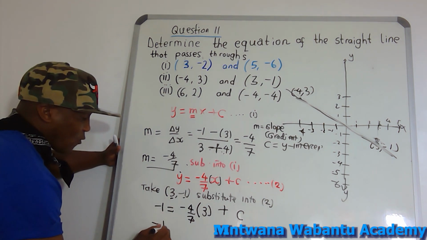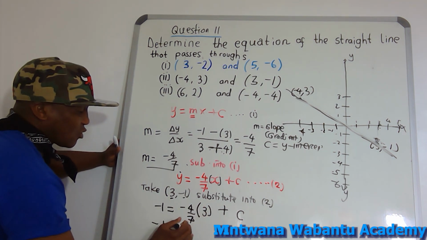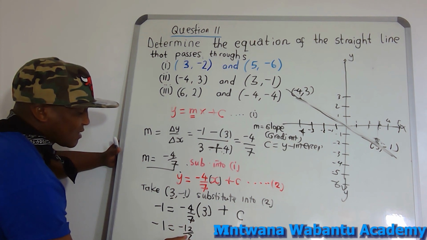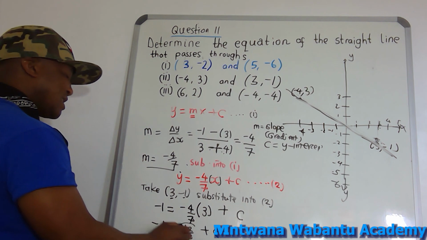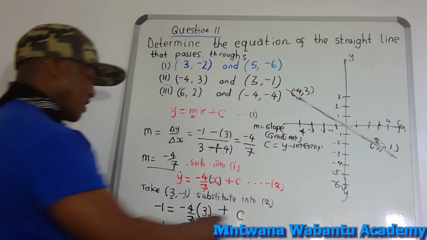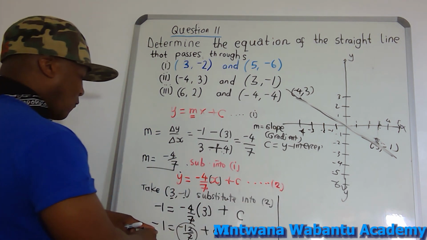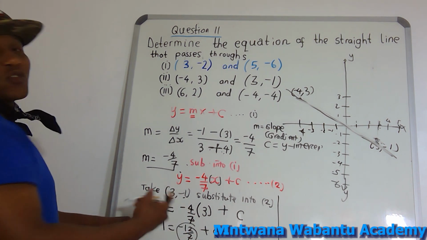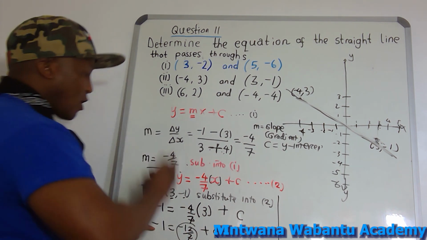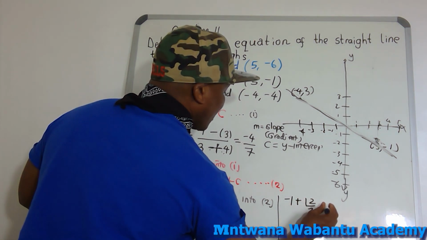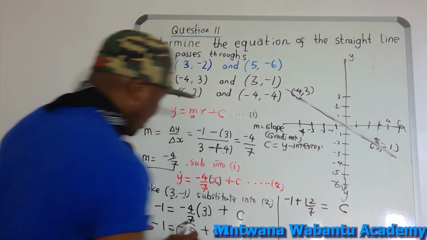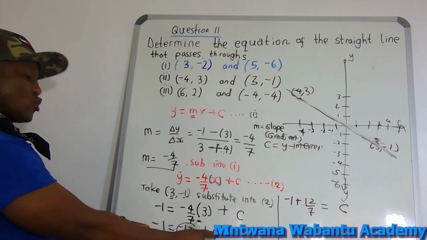So we're going to say -1 equal to -4 times 3 equal to -12 over 7 plus c. So we want to get c alone. What are we going to do? Take this over. So -1, when this goes over the equal sign, is going to become positive. So we're going to say -1 plus 12 over 7 equal to c, because this one went over the equal sign, so we only leave c.